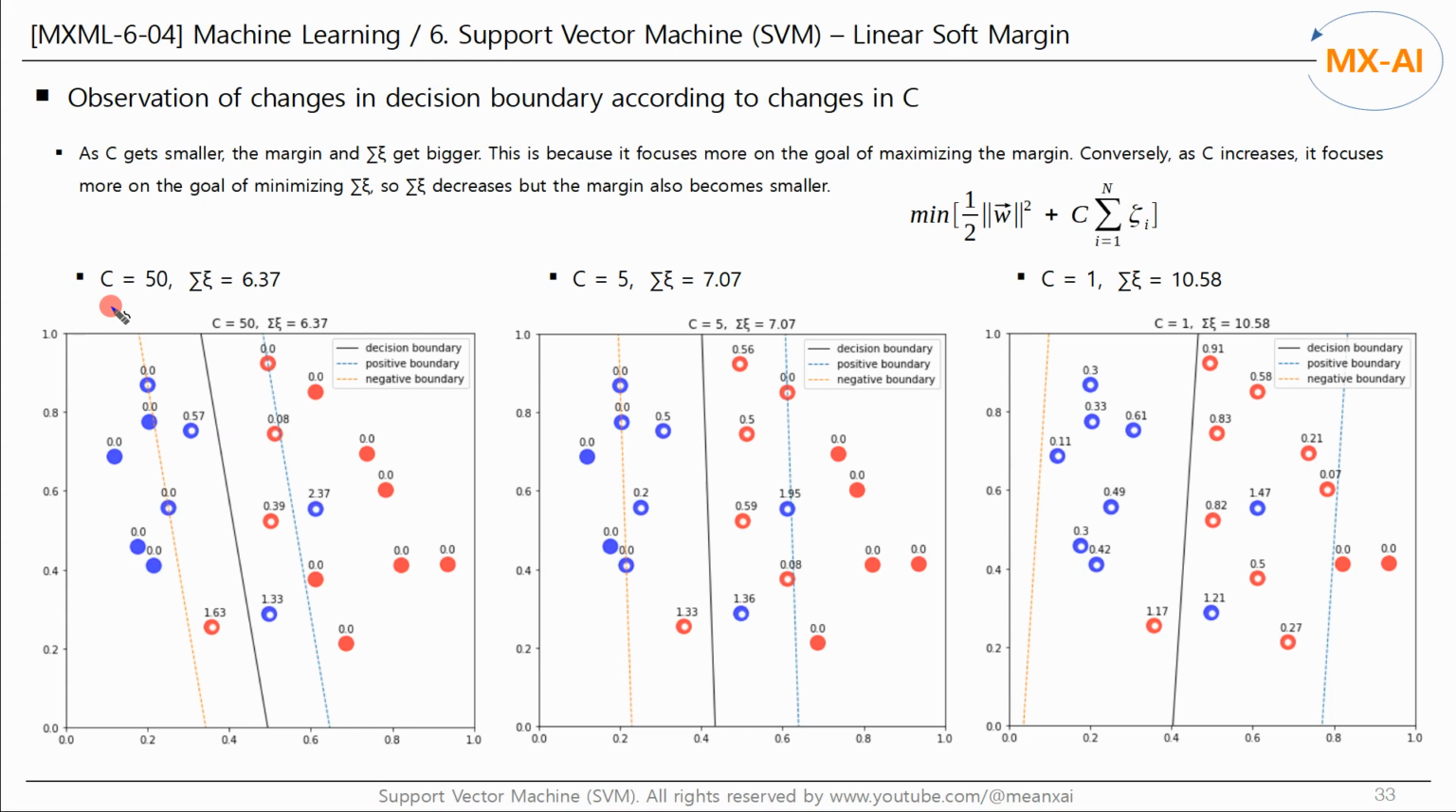Finally, let's see how the results change when C changes. The larger the C, the smaller the error, but also the smaller the margin. The smaller the C, the larger the margin, but also the larger the error. We cannot say which of these 3 is best. As the C changes, the most optimal C must be selected through cross-validation.